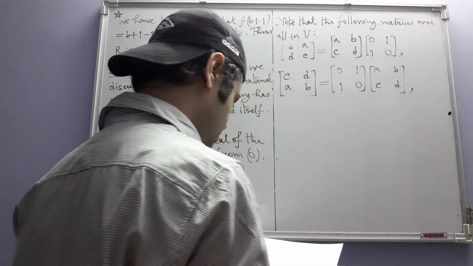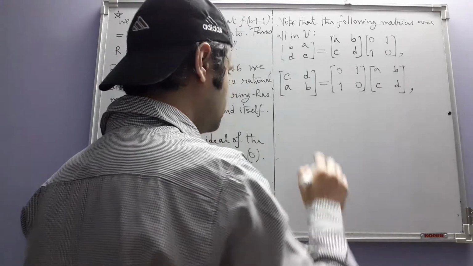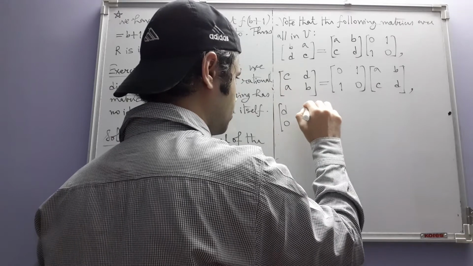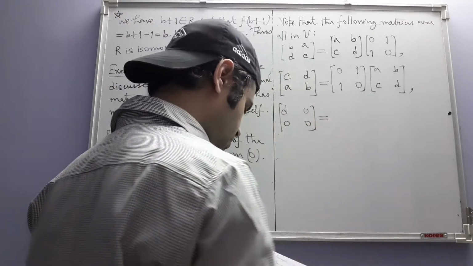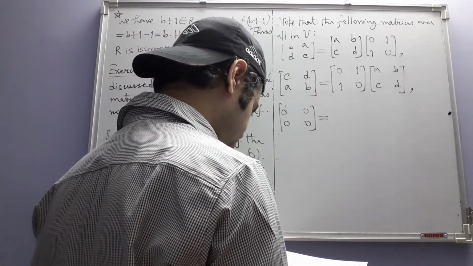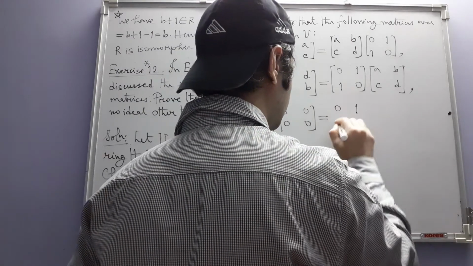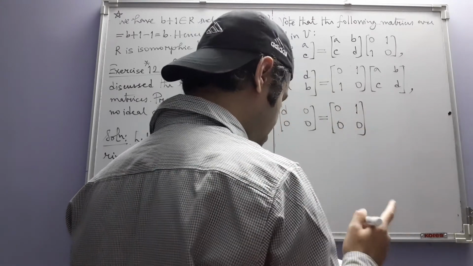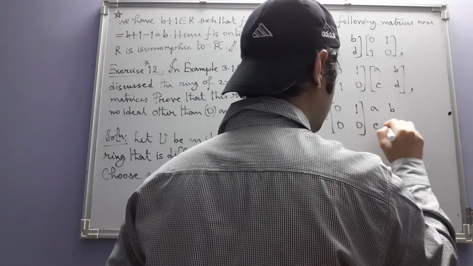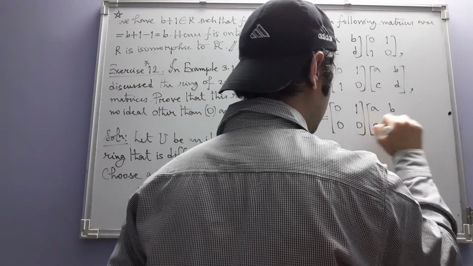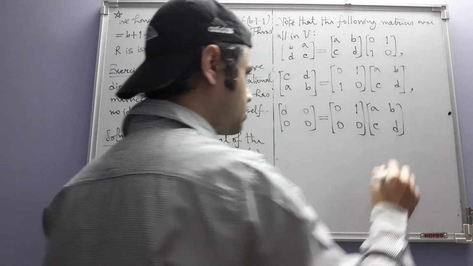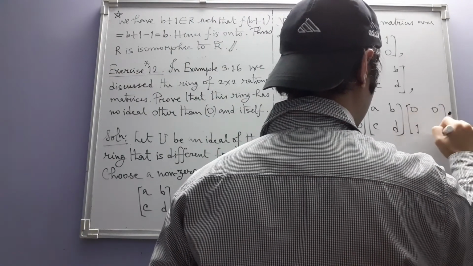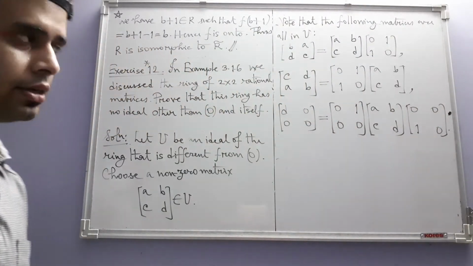Then (B 0; D 0)... this equals (A B; C D) times (0 0; 1 0), and (0 1; 0 0) times (A B; C D), and then there is one more, (0 0; 1 0). Let us first see what we are saying here.